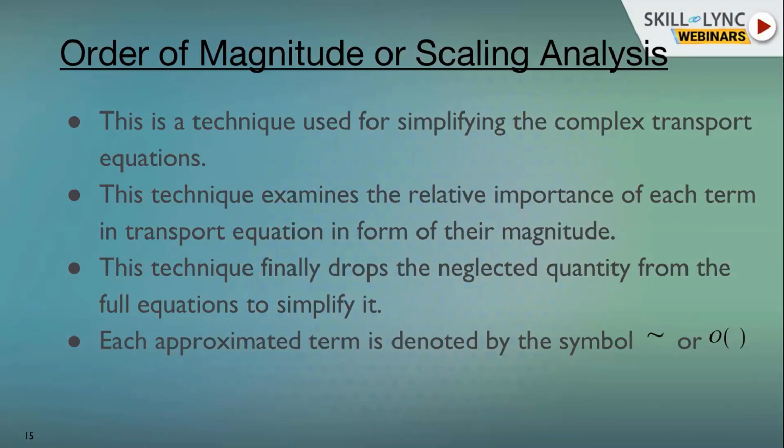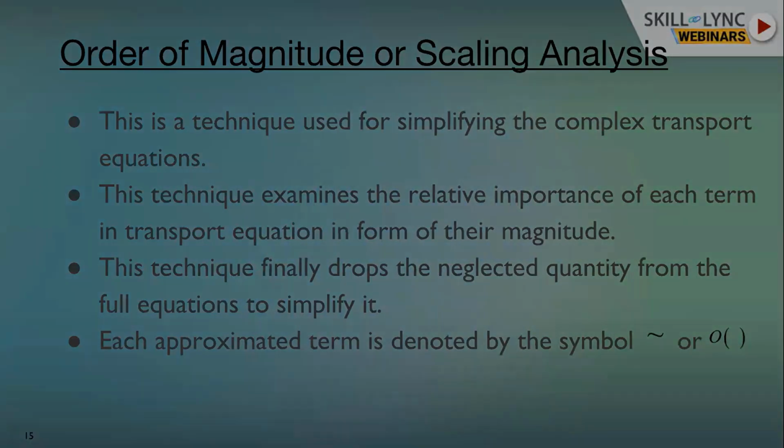Then in this order of magnitude analysis, we approximate the terms. That's why there is a tilde symbol or big O notation over here that represents the order of magnitude. If we find some term which is mathematically relevant but physically may not be relevant because its strength is very low, then we neglect or drop that term to make the equation simple, right?